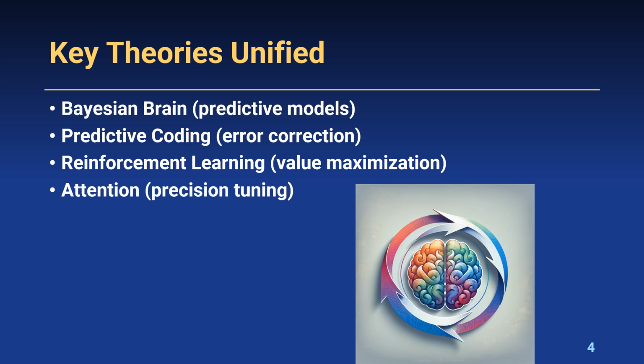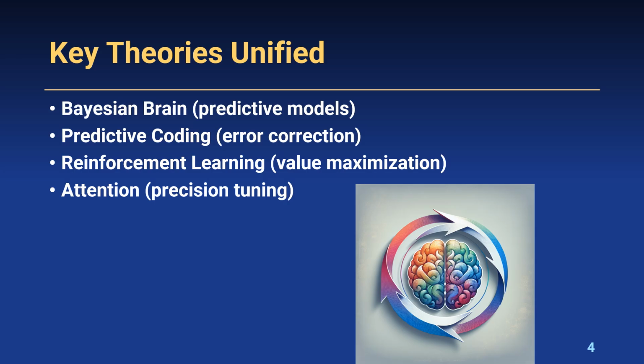It does so through two main strategies: perception and action. Perception involves updating internal models or beliefs to better predict incoming sensory data. Action, on the other hand, changes the world to make sensory inputs match those predictions. Together, these processes minimize free energy, keeping the brain's internal state aligned with its environment.